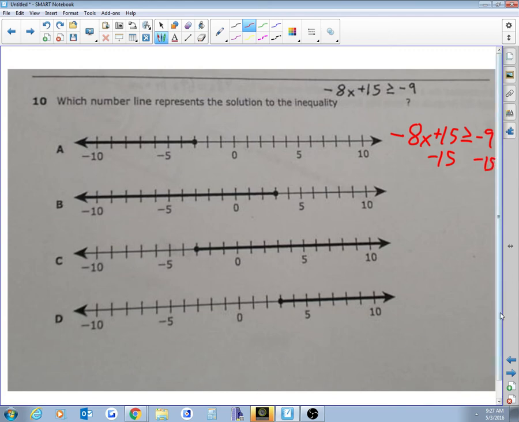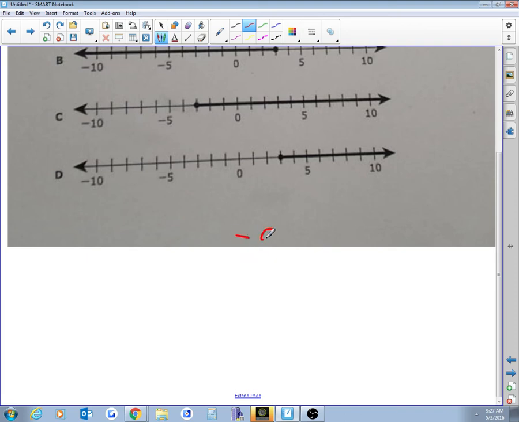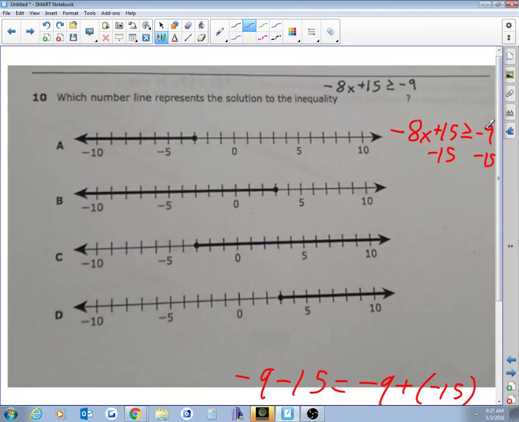Okay, so negative 9, I'm going to go down here. Negative 9 minus 15 is the same thing as, we don't subtract, we add the opposite. That's negative 9 plus a negative 15, which brings us to negative 24. So this side, negative 9 minus 15 equals negative 24. So we have negative 24 on the right side, and we have negative 8x is greater than or equal to negative 24.